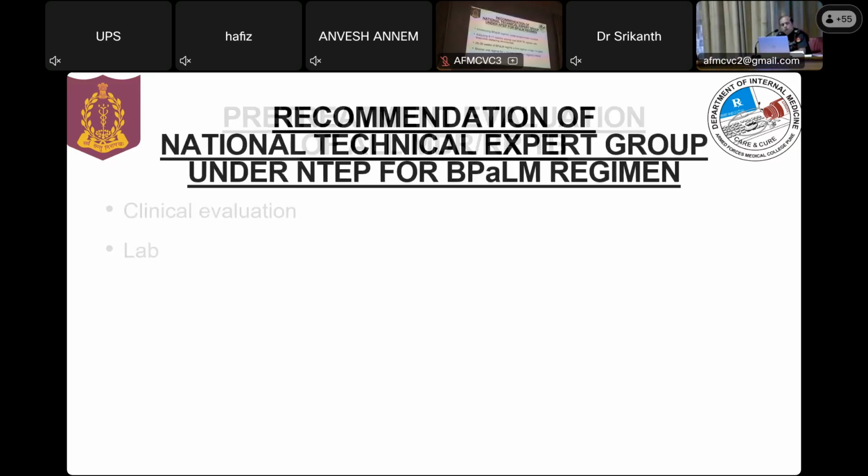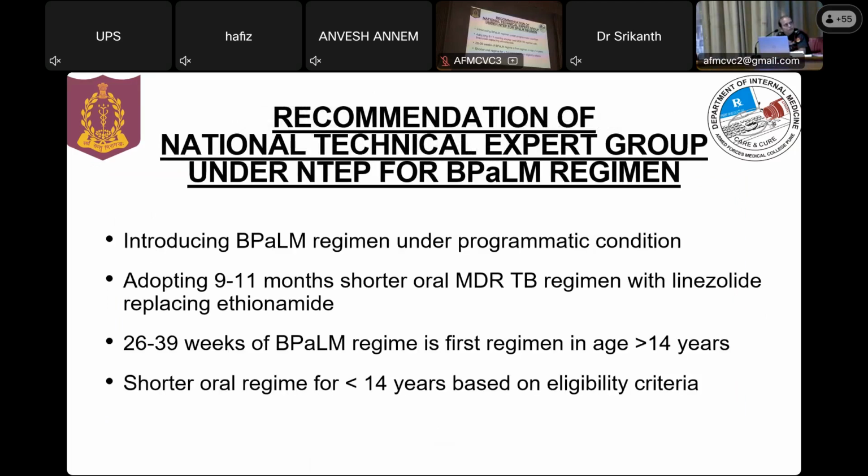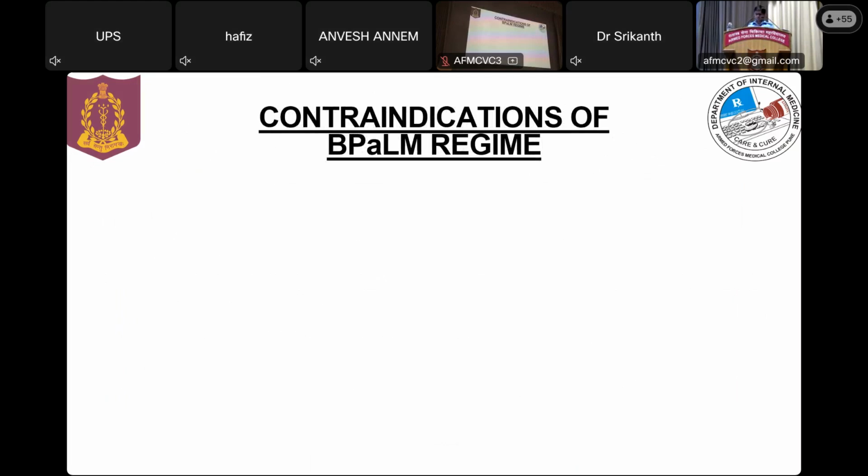As per the latest NTP guidelines, the BPaLM regime has been introduced with the consensus to adopt a shorter regimen. This is about 9 to 11 months and replacing ethionamide with linezolid. 26 to 39 weeks of BPaLM regimen is usually given for more than 14 years of age, while shorter oral regime for less than 14 years has been based on certain eligibility criteria. So can I have anyone PSM resident? Why, as from the National Tuberculosis Elimination Program, has this regimen been given more importance over the previous regime?